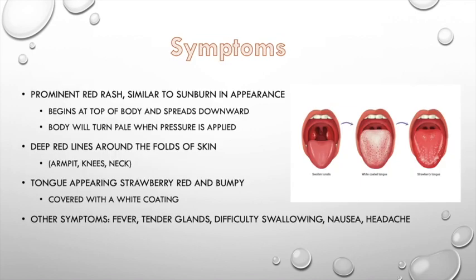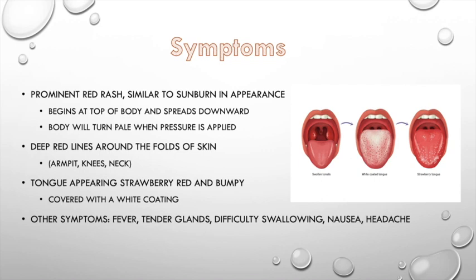Symptoms of scarlet fever include this very bright, prominent red rash, which looks really similar to a sunburn. It begins at the top of the body and spreads down. Something I thought was really fascinating was that when you press down on the skin, it turns really pale, kind of like when you're sunburned and you press down on it and then take your finger off, and it leaves this white spot on your body where you applied the pressure. It's the same case with scarlet fever.